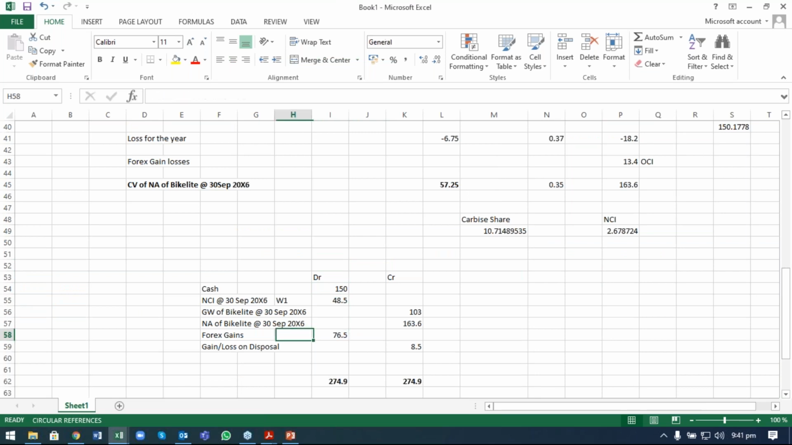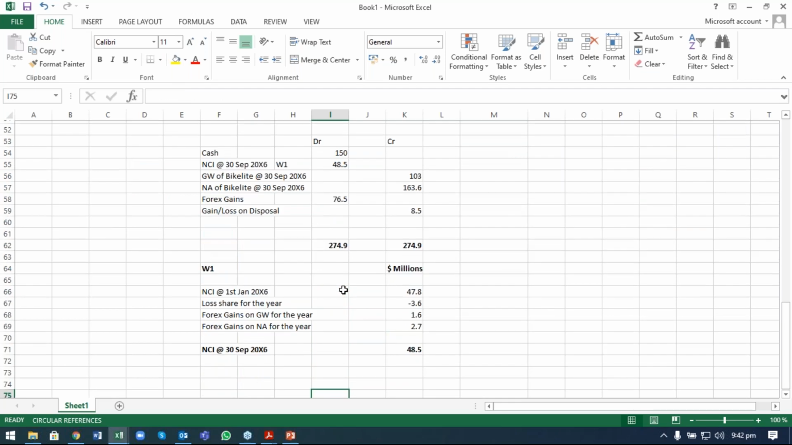Foreign exchange gain losses were already reported in your other comprehensive income, and only the portion of the parent is reported in other comprehensive income. NCI was already clubbed within the value of NCI, right? So this NCI value includes any foreign exchange gain losses. If you have any confusion, I'm showing you once again.